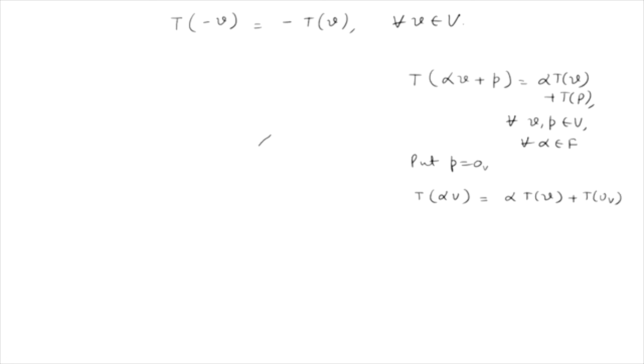Now, T of 0 of V is equal to 0 of W. So, it is alpha times T V plus 0 of W, which equals alpha times T V. Now, you substitute alpha equal to minus 1. If you put alpha equal to minus 1, we have already shown in vector spaces that minus 1 dot V is nothing but minus V. So, it is T of minus V, and minus 1 dot an element of the vector space W will be minus times that element, that is minus of T V. So, we have shown this property also.